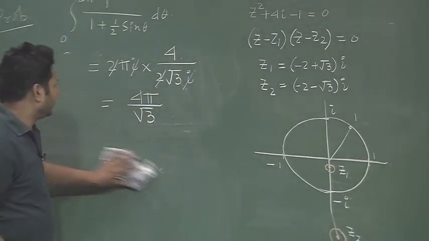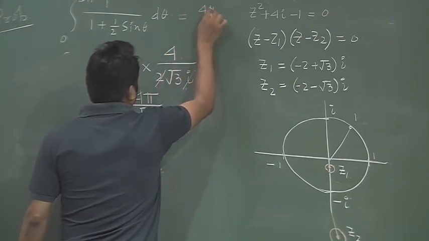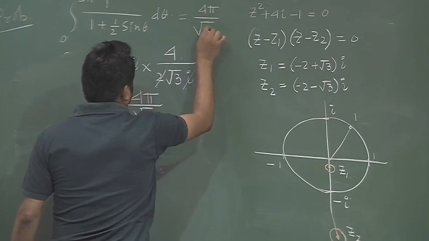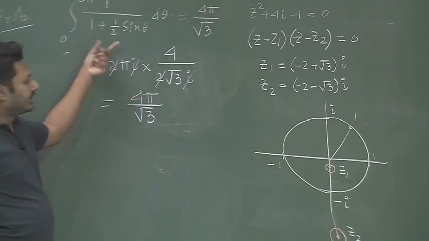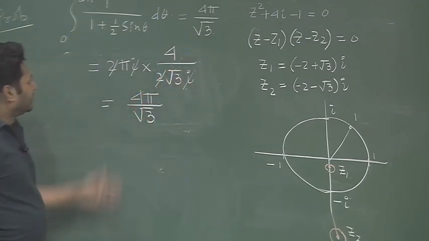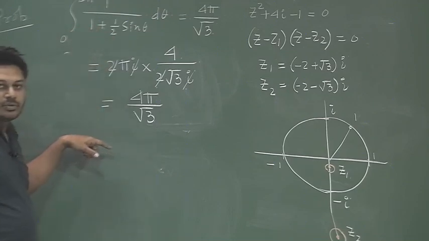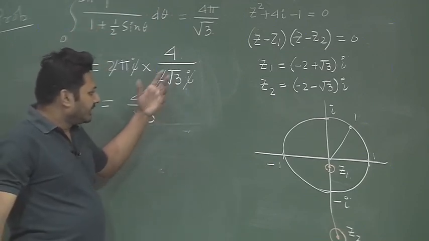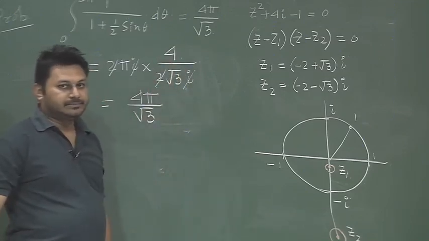So, the value of this integration that I evaluated is 4 pi over root over of 3. This is a real integration, and the result that is coming is also real. So, that is consistent with the fact, and we can say that this integration we just transferred into the complex form, then calculated the residue and used Cauchy's residue theorem and got the result. Okay.